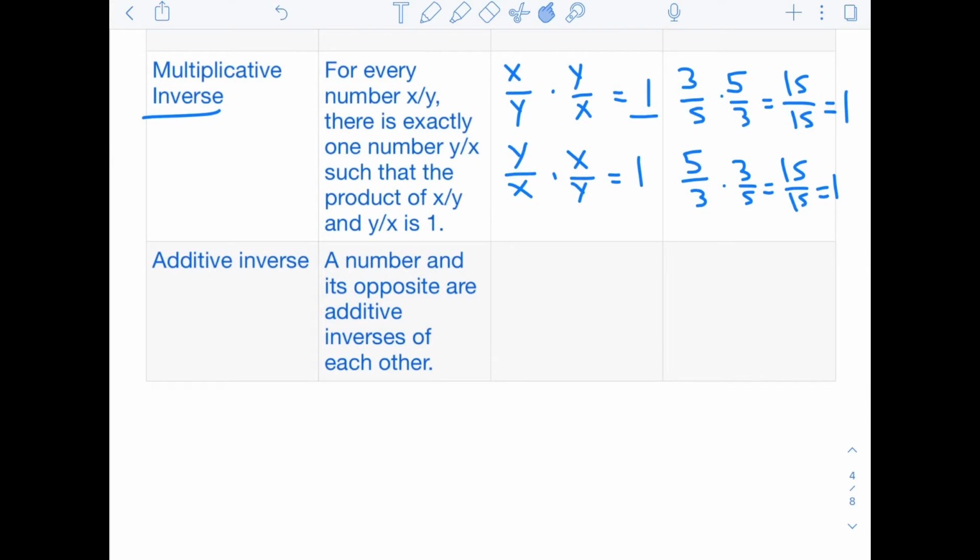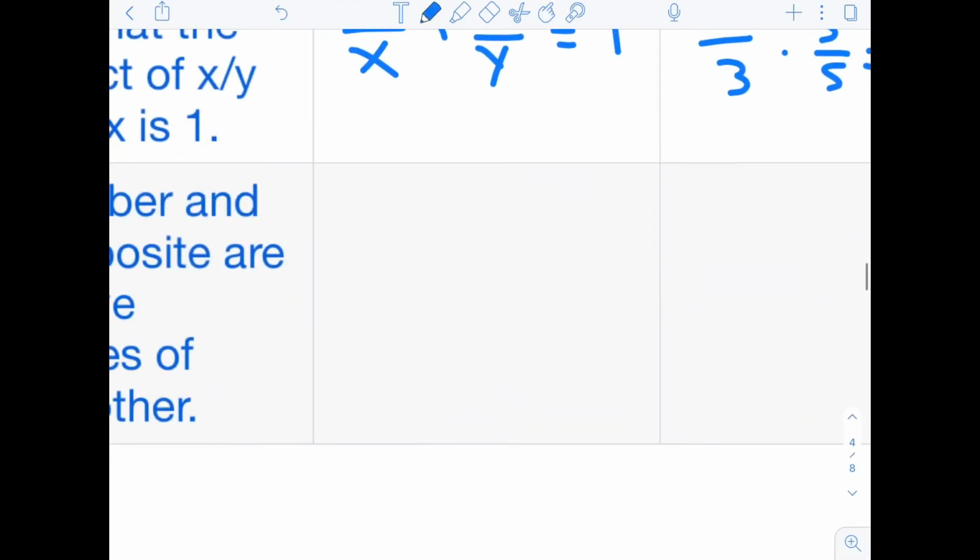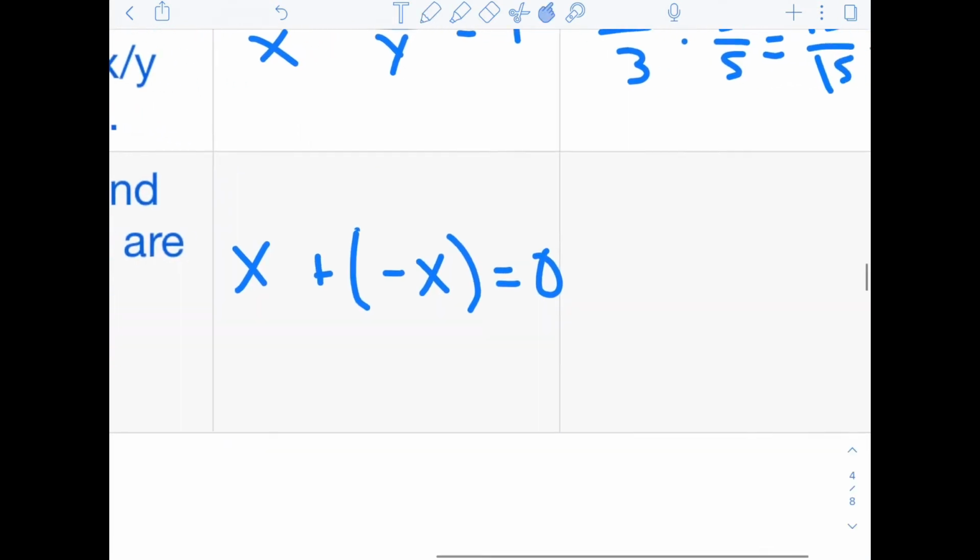Now for additive inverse, to undo addition, we have to add the opposite number. So a number and its opposite are additive inverses of each other. So if I have x, I could add negative x to it, and now undo it and make it 0. This is the same thing as just subtracting x.